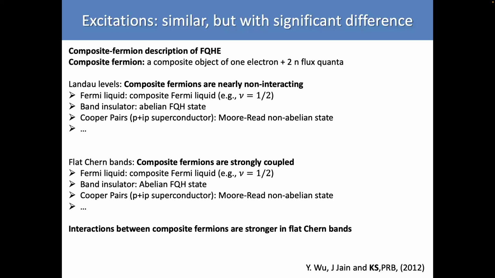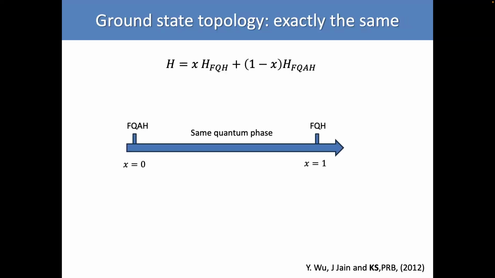Okay, so the bottom line here is that even if we do any mapping we want, the particles here are strongly correlated in flat bands. So basically this is the physics picture. If we are looking at the ground state physics, fractional non-Hall and fractional Hall are the same phase. There is no quantum phase transition between them. But if you look at excitations, then there is a crossover between these two phases.